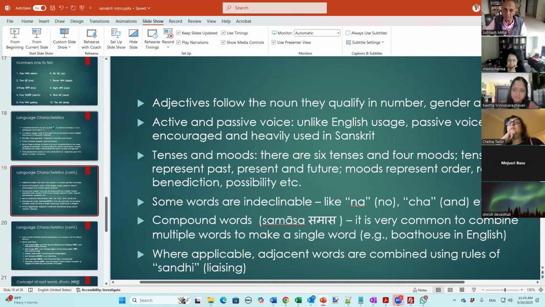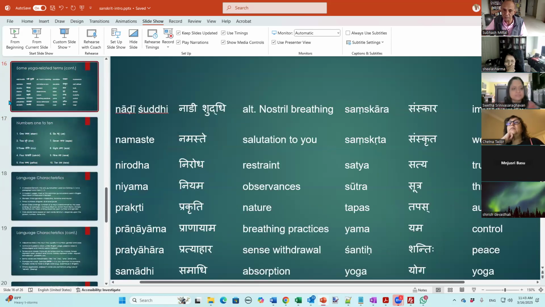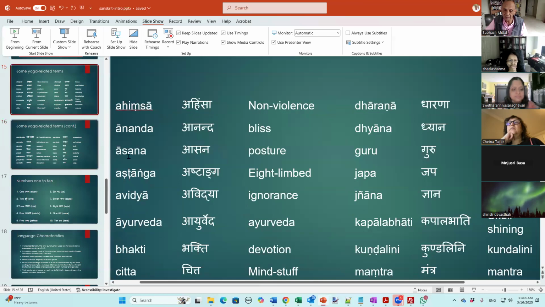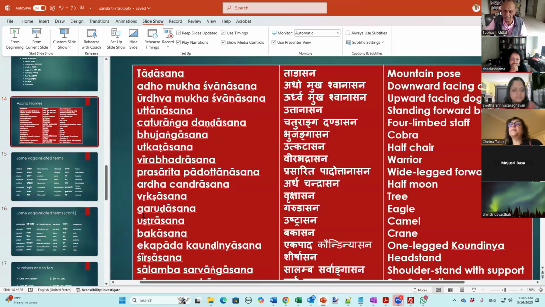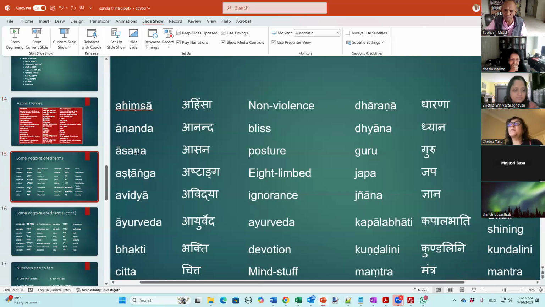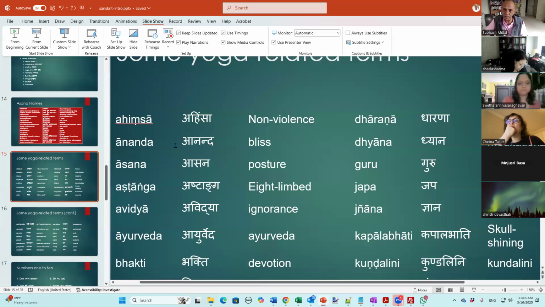Okay. Now let me go back to some of these words here. It was on the red slide. I think we're done with this. So these are some of the words in common Sanskrit, common yoga-related terms. Again, I'm going to read it very quickly.